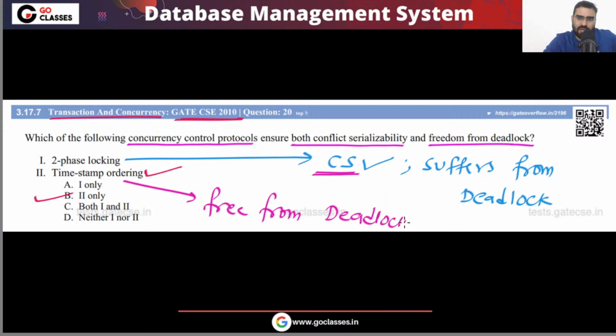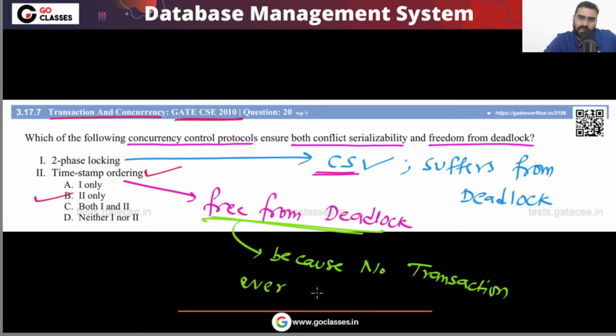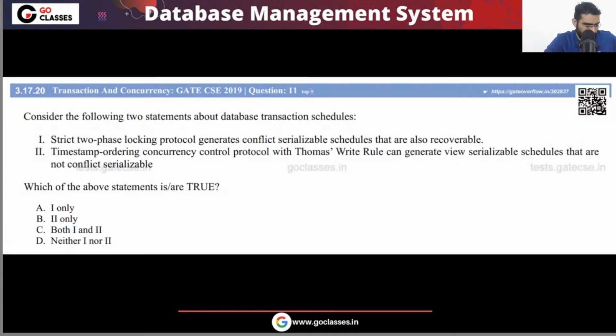Why? What is the reason this is free from deadlock? This is free from deadlock because no transaction ever waits. There is no transaction which will ever wait. So you can see this is free from deadlock. So the answer will be second only. The timestamp protocol is free from deadlock because no transaction will ever wait. Now let's see the next question.